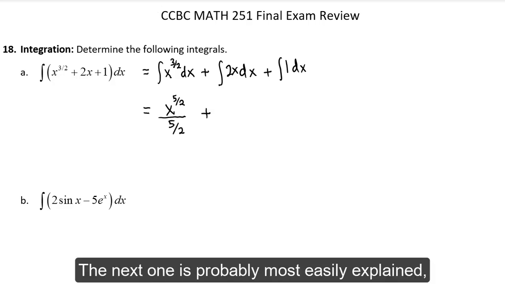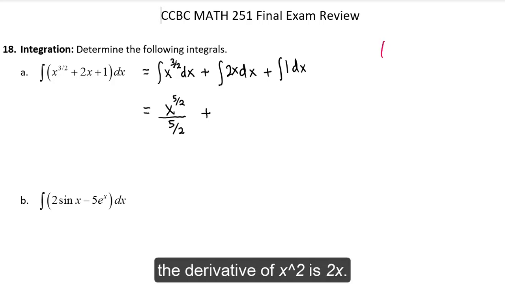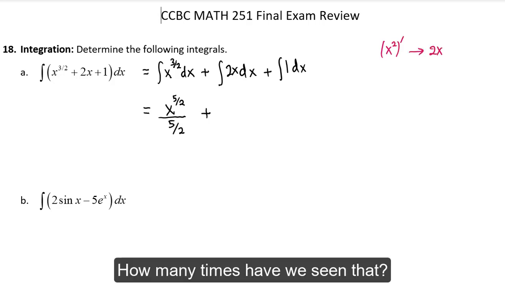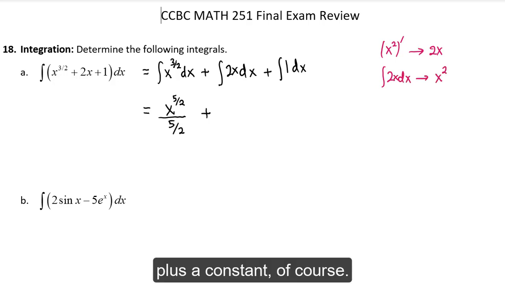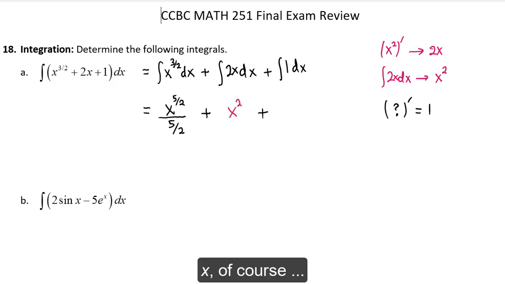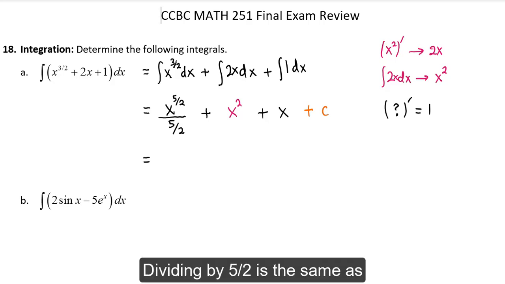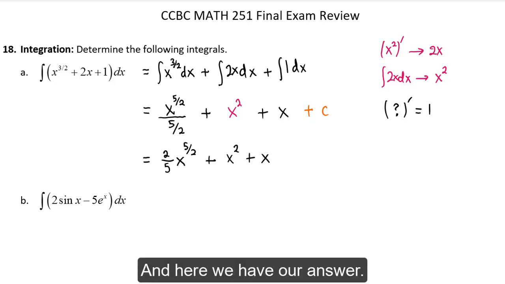The next one is probably most easily explained, although you could use the power rule, by the common calculation that the derivative of x squared is 2x. How many times have we seen that? Therefore, the antiderivative of 2x is x squared, plus a constant, of course. And what do you take the derivative of to get 1? X, of course, plus c. Dividing by 5 halves is the same as multiplying by 2/5, and here we have our answer.